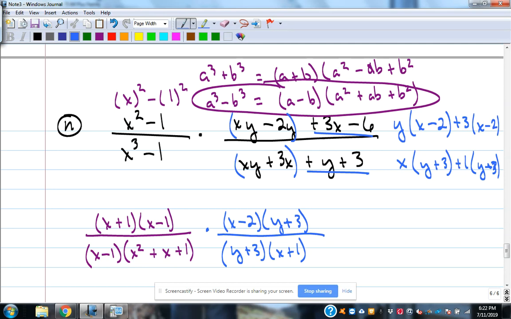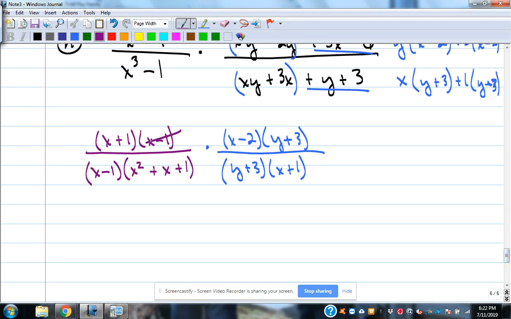Once I've got everybody factored, I then can take that and simplify, start canceling out vertically and diagonally. We get quite a bit of stuff canceling on this one. So I got an x minus 1, different color, x minus 1 and x minus 1. Got a y plus 3 and a y plus 3. So those are the vertical ones that I did.